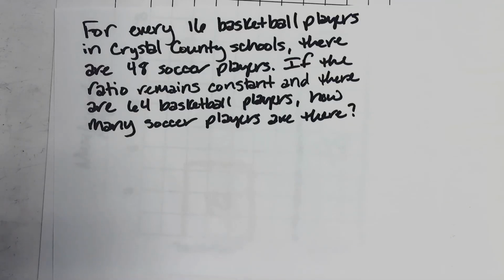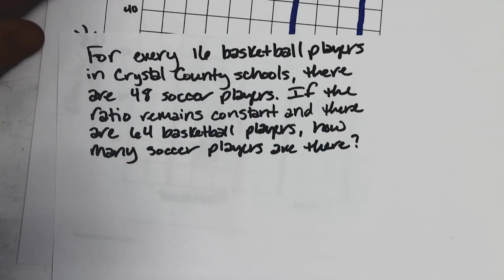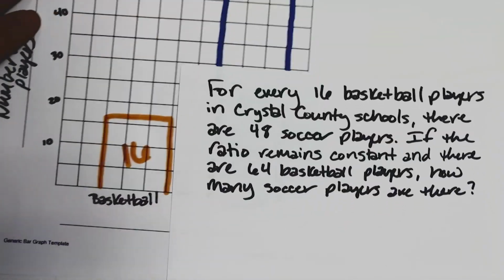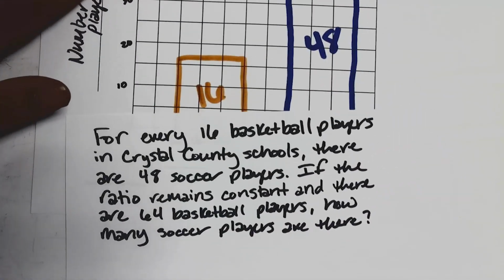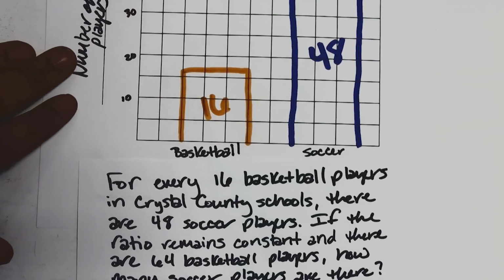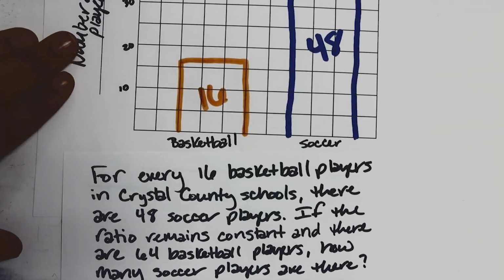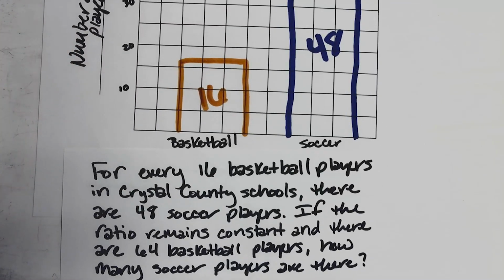So I'm going to draw a bar graph. So you got your word problem and we got your visual. Let me see if I can get them side by side somehow. Yes, you're right. It's the number of basketball players and the number of soccer players.